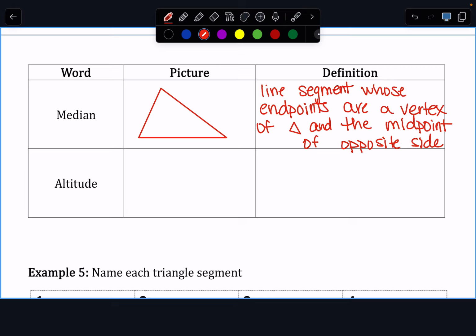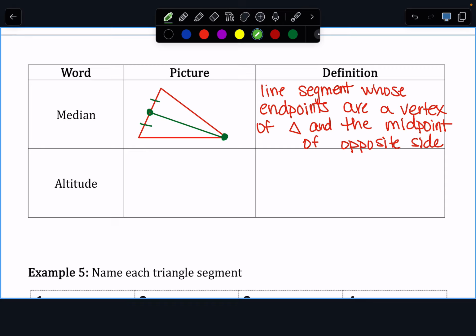Do you know what a midpoint is? Okay. So let's pretend I pick this vertex right here. Vertex is just one of the corners. So that means I'm going to go to the opposite side and connect it to its midpoint. Okay, I get it. Like that.